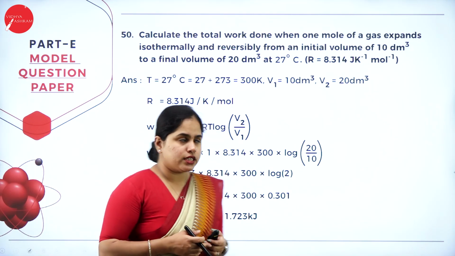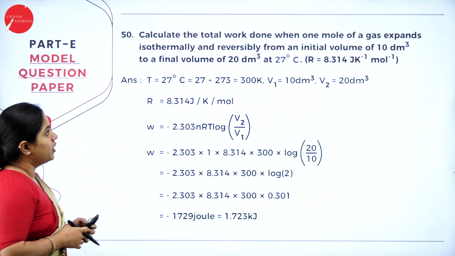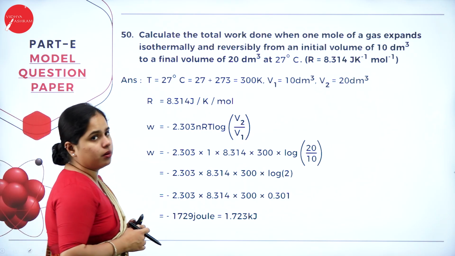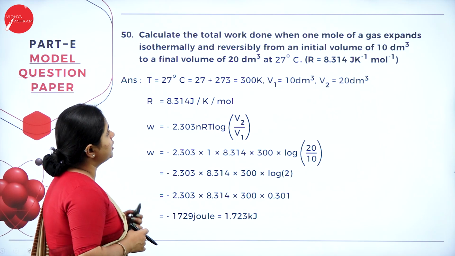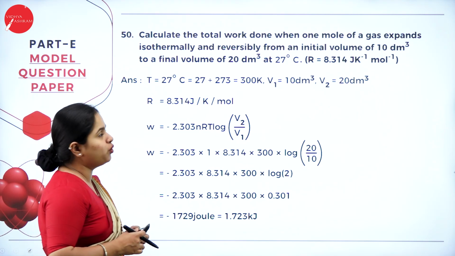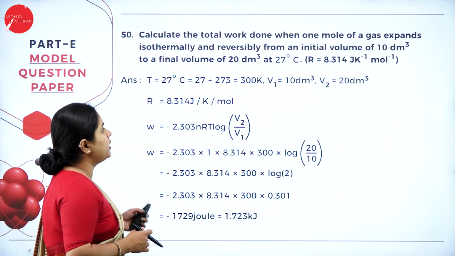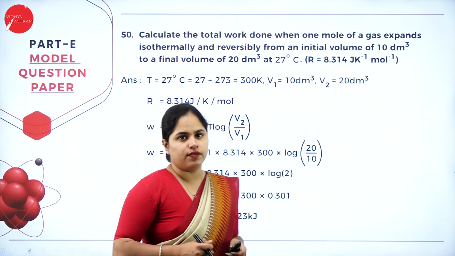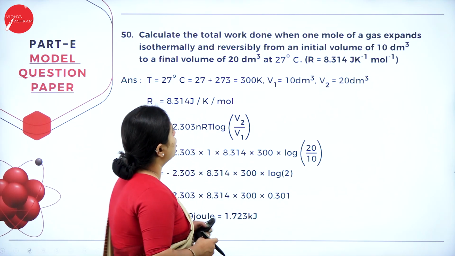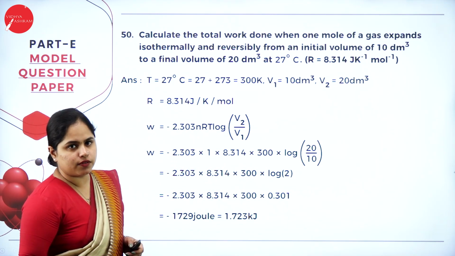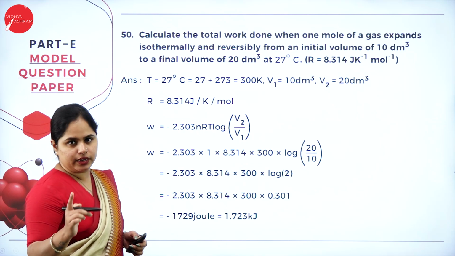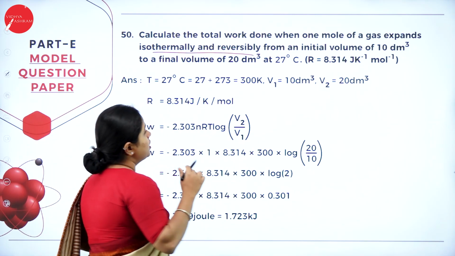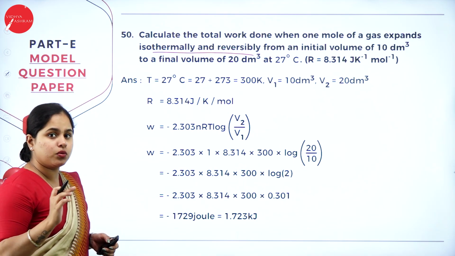Now moving on to the next question, that is question number 50. Calculate the total work done when 1 mole of a gas expands isothermally and reversibly from an initial volume of 10 decimeter cube to a final volume of 20 decimeter cube at 27 degrees Celsius. R value is given in the question. So it is given that you have to calculate the total work done, and 1 mole of ideal gas expands isothermally and reversibly. So isothermally and reversibly, what is the equation for work done?